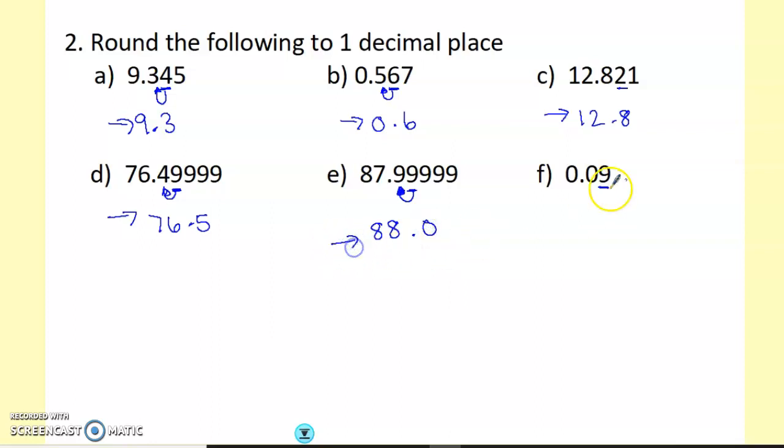Right, and the last one, we've got 0.09. 9's bigger than 5, so that's going to change that number to a 1. So it's one decimal place, we'd get 0.1. Okay.